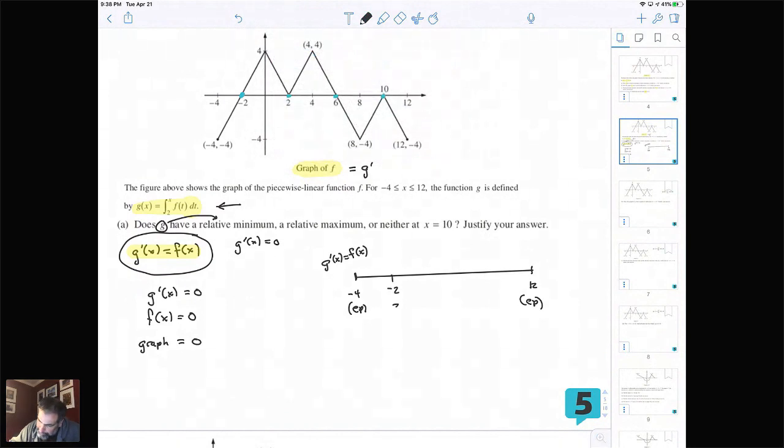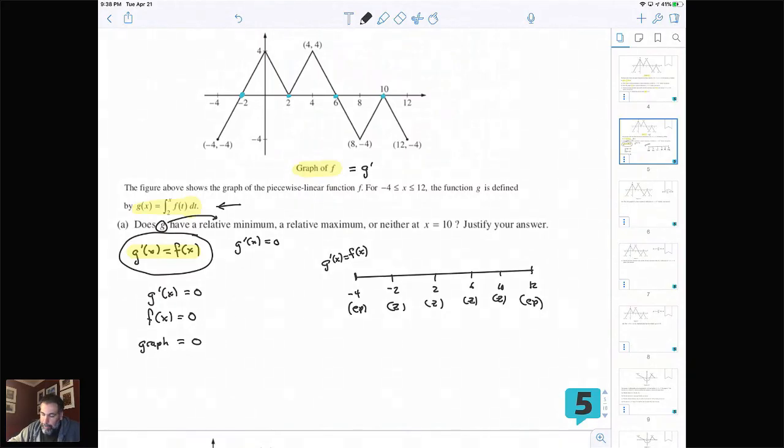So -2, +2, 6, and 10. All places where my G prime or my F is equal to 0. Now, I should also find places where G prime or F are undefined, but because this graph of F is continuous, it is defined everywhere. There is no place I have to worry about this being undefined, okay?